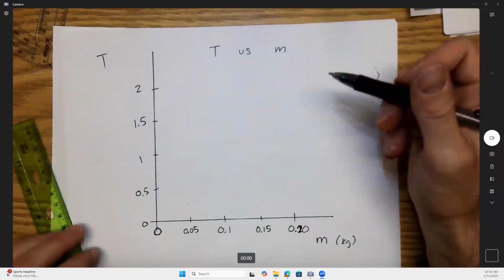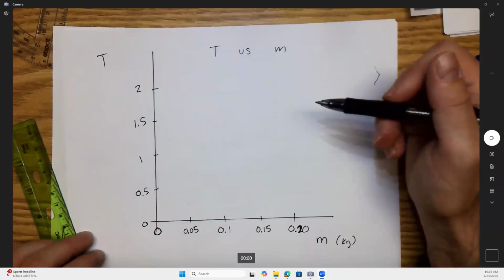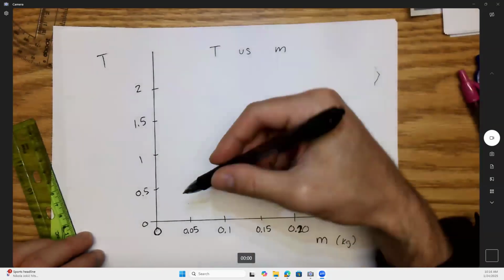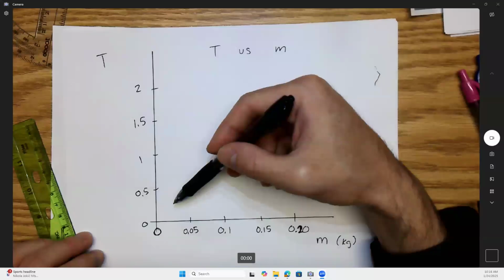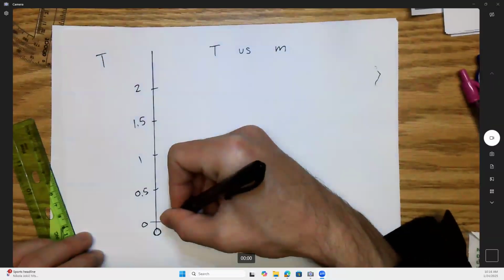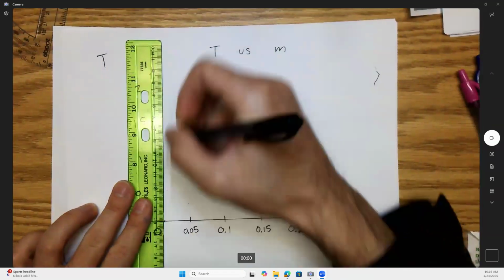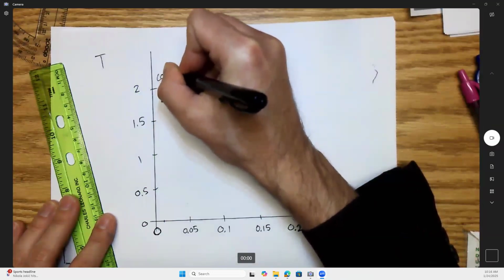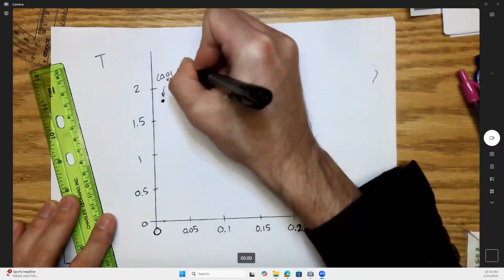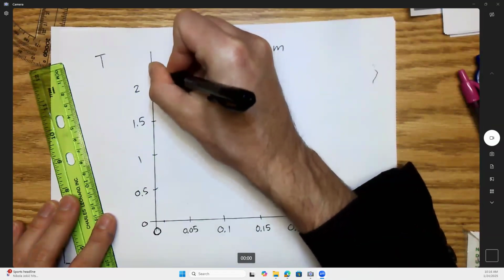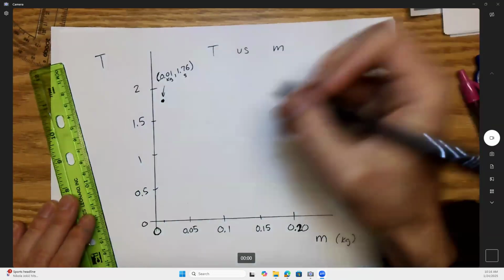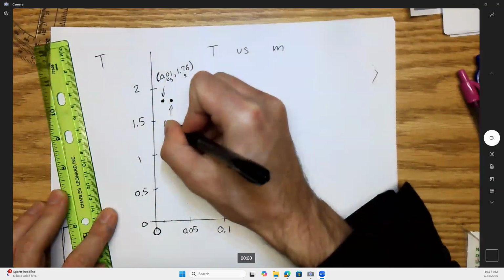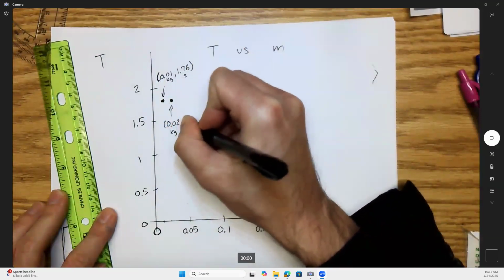Let's get some data points. What's one data point? Our smallest mass was 0.01, and that had 1.76. Bam, right there. So 0.01 kilograms, 1.76 seconds. All right, point on the board. What's your next coordinate? 0.02, and I also had 1.76. Good time. So 0.02 kilograms, also 1.76 seconds.